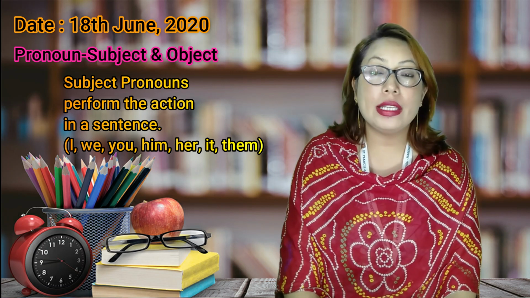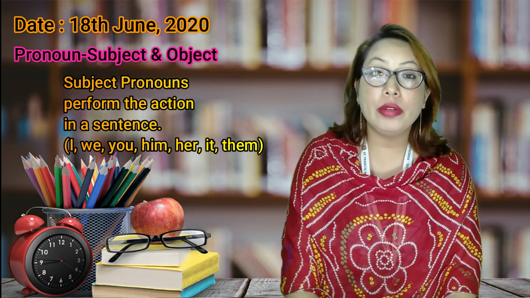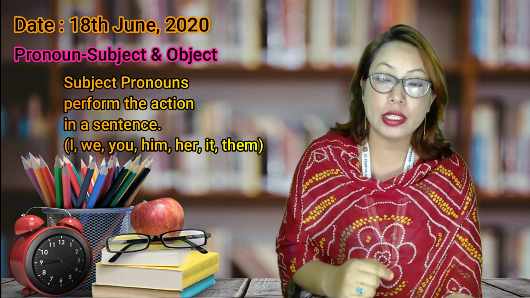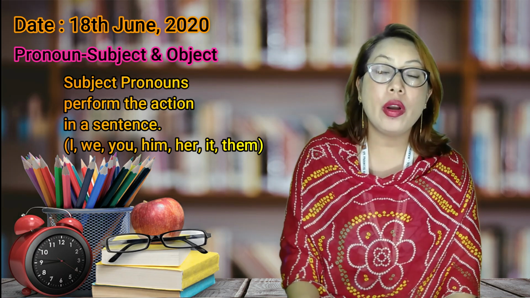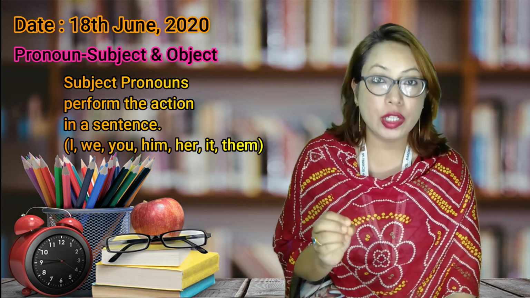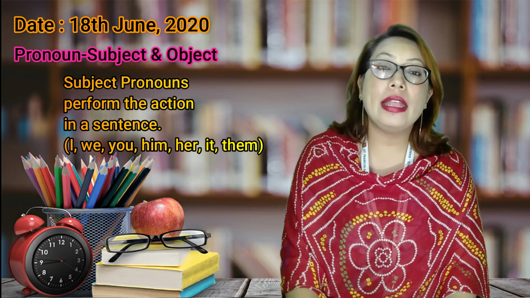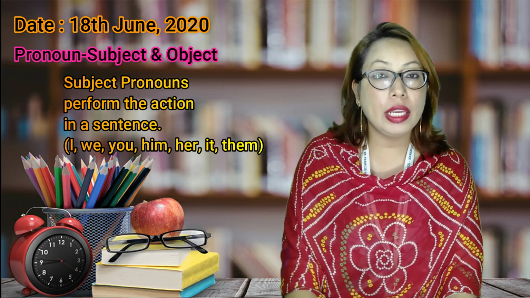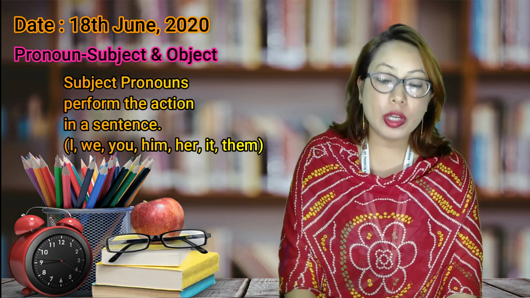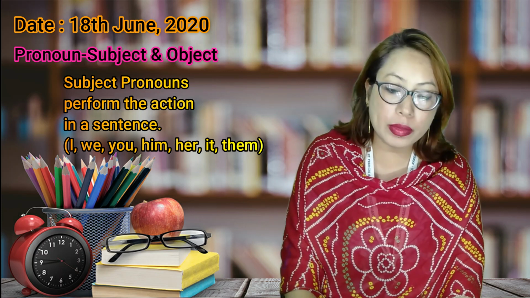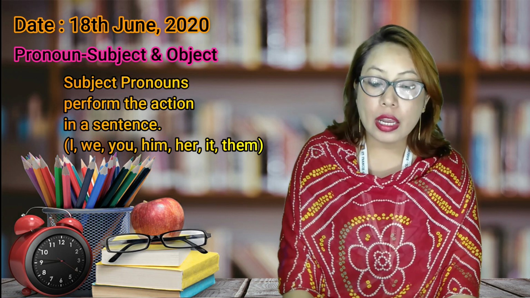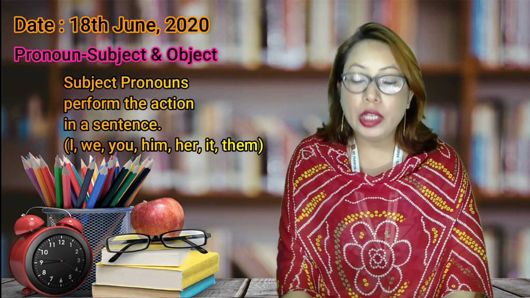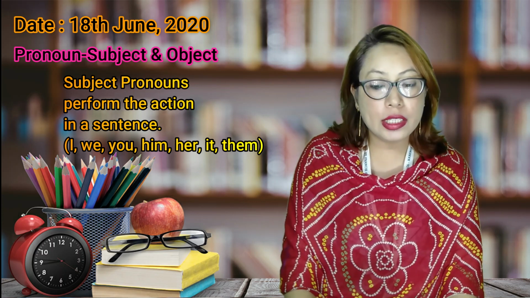As we all know, a sentence can be divided into how many parts? It can be divided into two parts, right? Subject and the predicate. The subject is the doer or the person who does the action in a sentence, right, students? And the predicate has the verb and the object, right? So here a subject pronoun acts or performs the action in a sentence. Some examples of a subject pronoun are I, we, you, he, she, it, they.